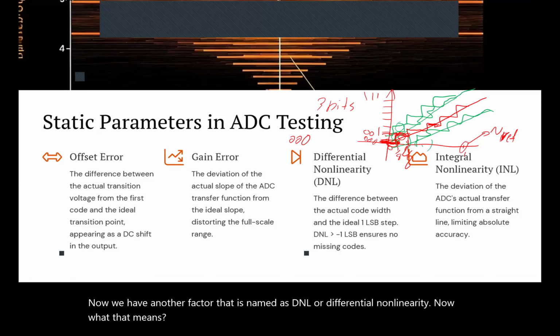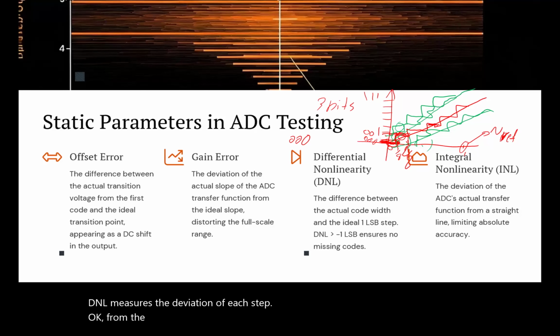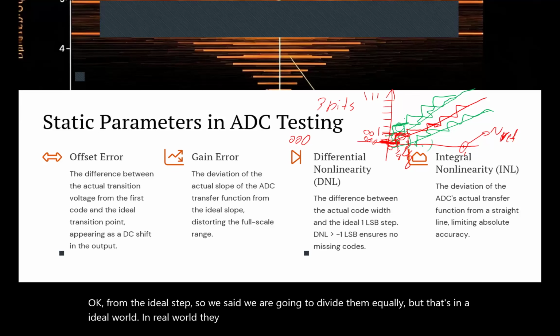DNL measures the deviation of each step from the ideal step. So we said we are going to divide them equally, but that's in an ideal world. In the real world, the widths of these steps could be different. So one is smaller than the next one.